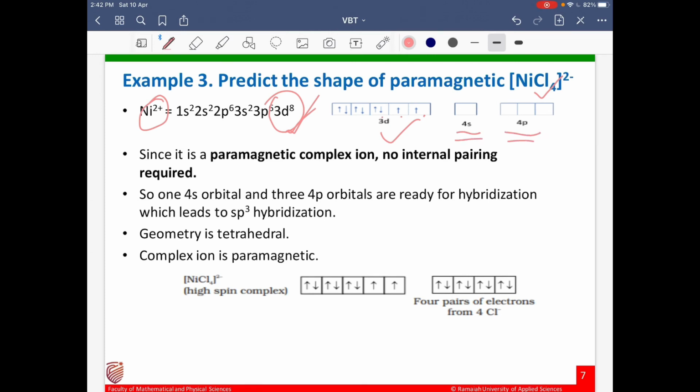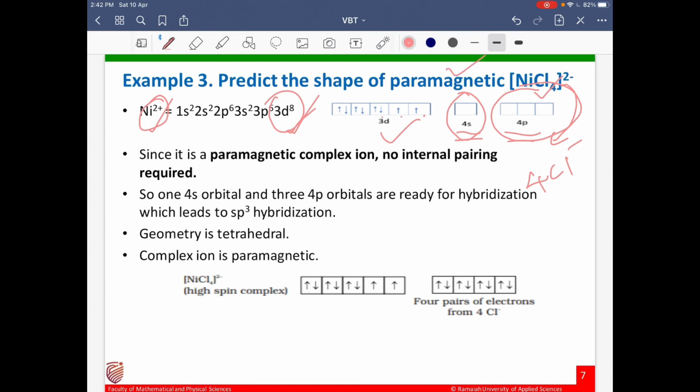Now, how many ligands are joining? 4 chloride ligands are coming. So since there are only 4 chloride ligands, it requires only 4 vacant orbitals from the central metal atom. So we will check, are there any vacant orbitals? Yes, one 4s and three 4p. So here internal pairing is actually not required.